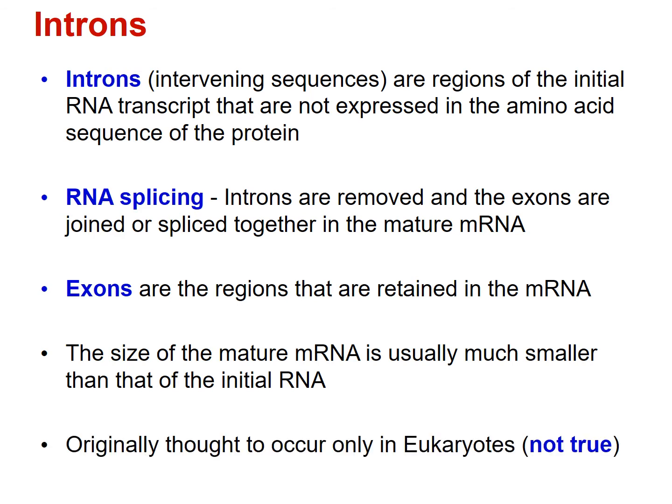Now, this was originally thought to occur only in eukaryotes, but this is not true. Introns occur in bacteria. They are self-splicing introns, which we'll mention in a little bit, discovered by David Shub at the University at Albany, and independently by Jeffrey Palmer at, I forget where he was, the University of Illinois.